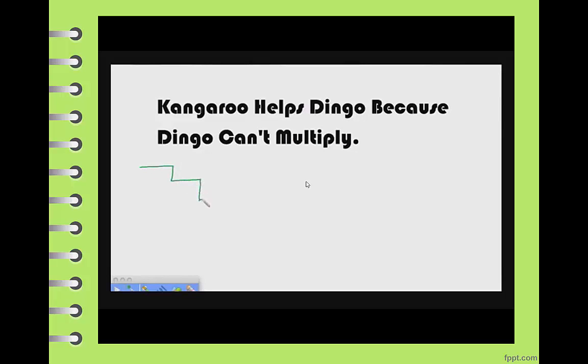Kangaroo helps dingo because dingo can't multiply. Once again, we can fill in these steps with the letter. Kangaroo helps dingo because dingo can't multiply.